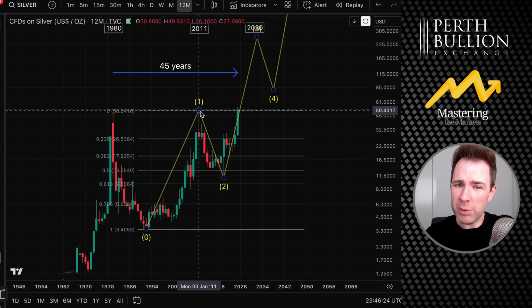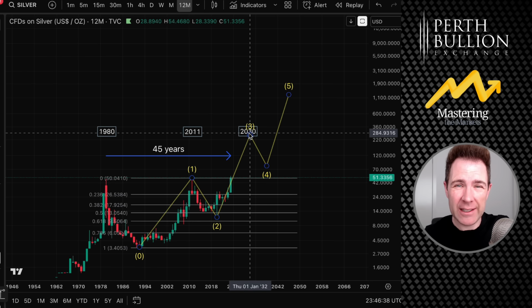We've got a long way to go in silver, and I don't think we're done at 2030. But that's my bare minimum target, around about $200 and possibly even higher. Let me know in the comments what you think.